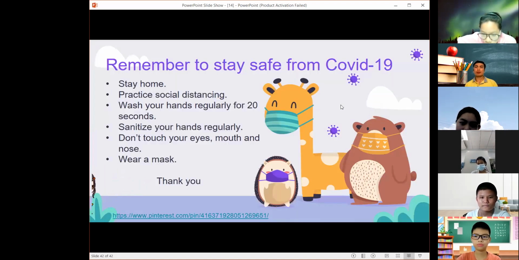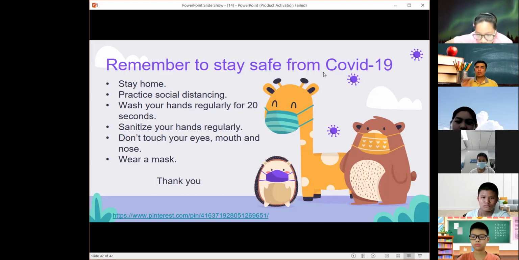Please stay safe because there are almost 12,000, 11,000 people getting infected with COVID-19 almost every day. So until all of us have a vaccine, we should observe all these COVID protocols.